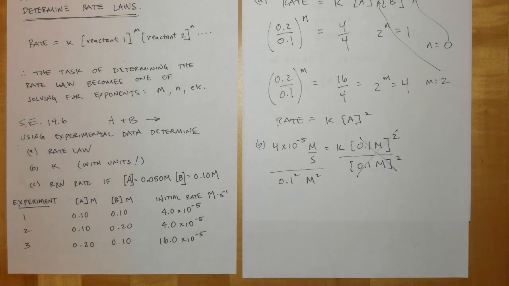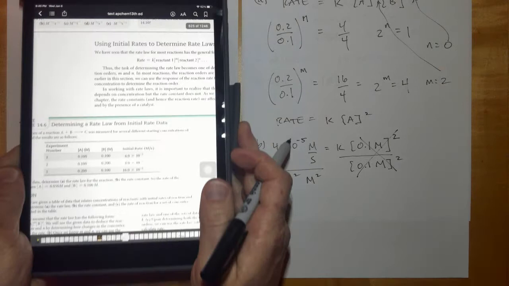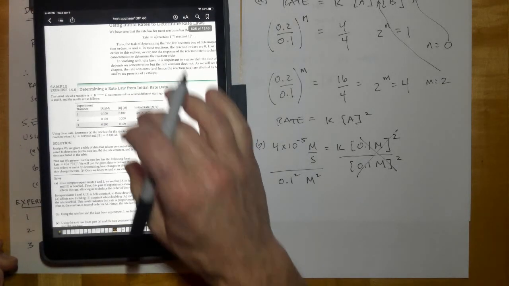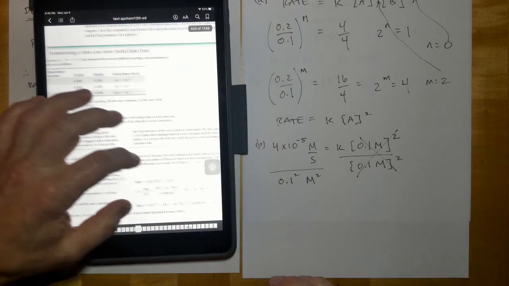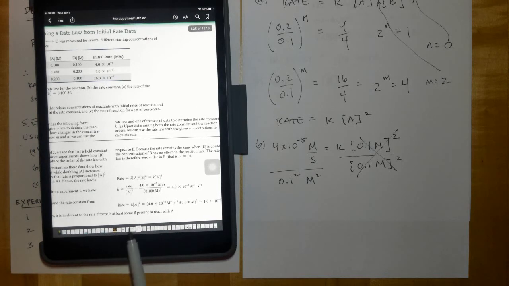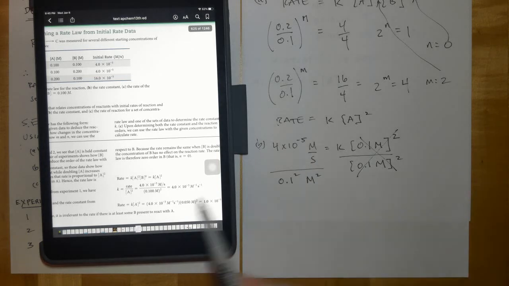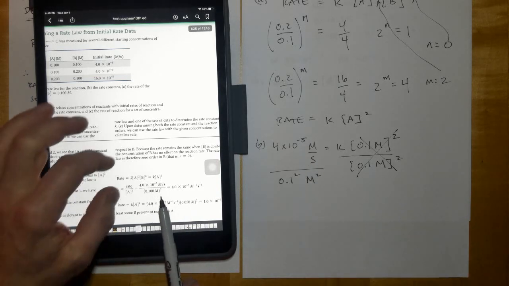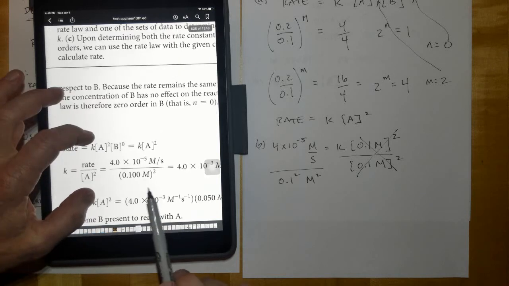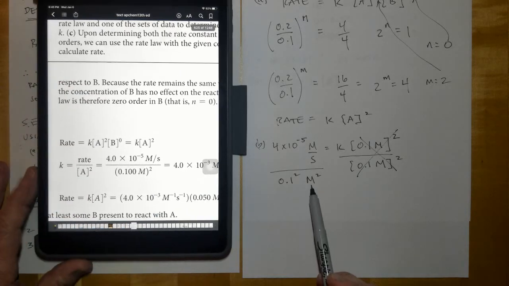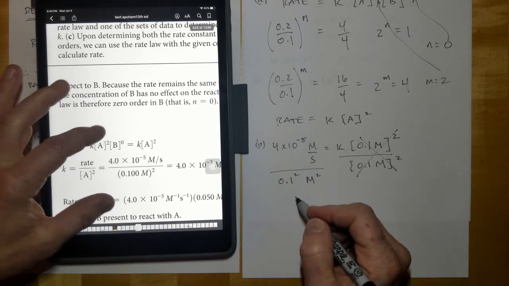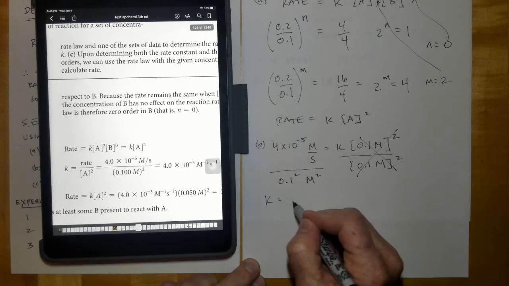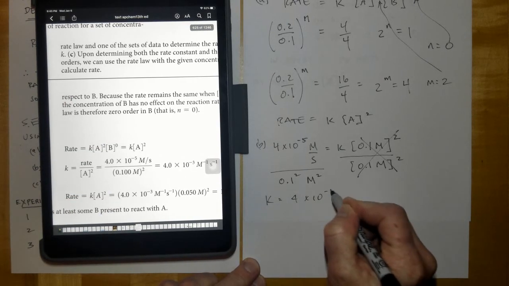And I'm going to pull it up in the book right here so that you can follow along if you want to as well. We have 4 times 10 to the negative 5th divided by 0.1 squared. You can see their math right here is the same as mine. And so then this would end up being k equaling 4 times 10 to the negative 3rd.